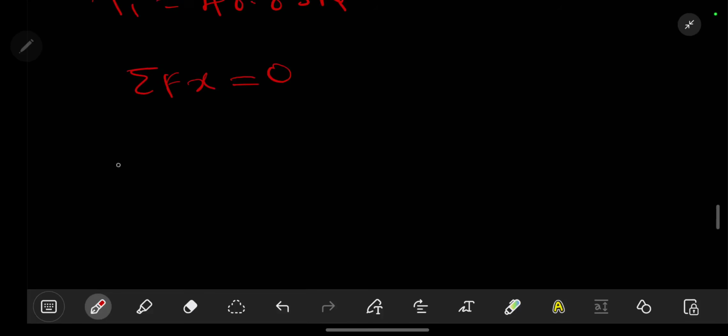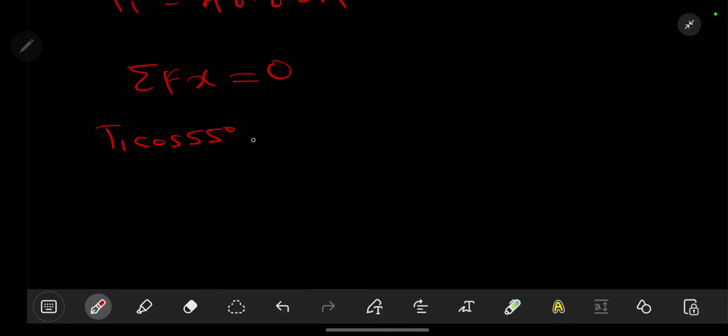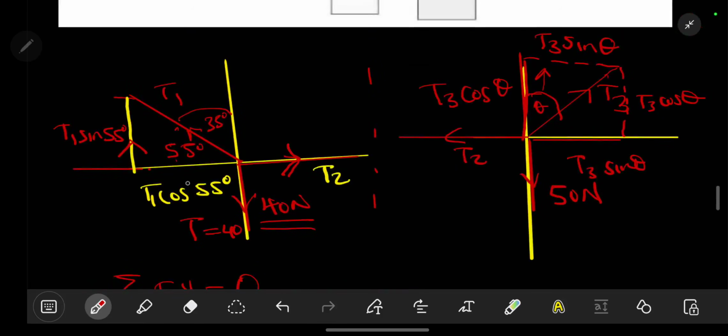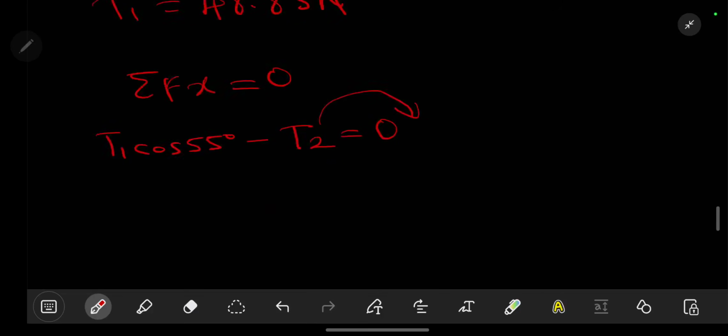So we are going to say our T1 cos of our 55 degrees minus our T2 should be equal to 0. Take the T2 the other side, so that, remember, these are going in opposite directions. This one is going this side, this one is going this side, because the resultant is going up there. It means to say even the x direction is in this direction. That's why we are subtracting them. They are going in different directions.